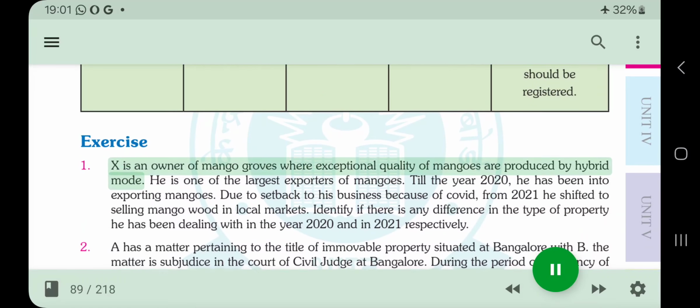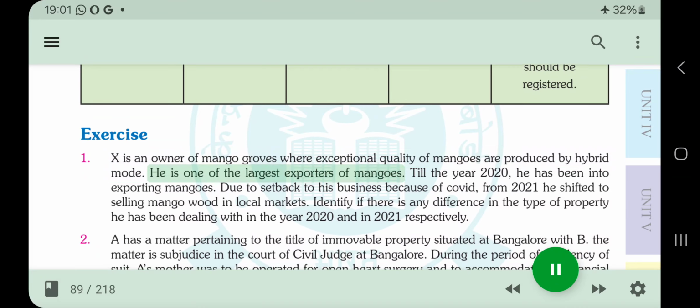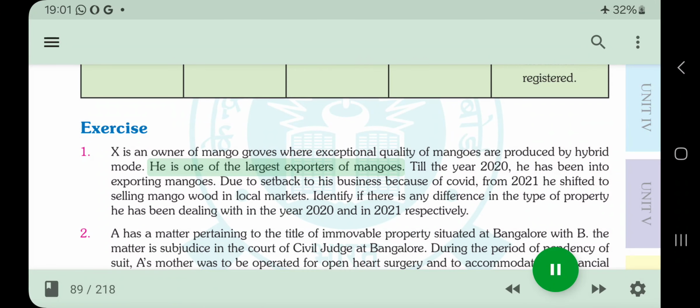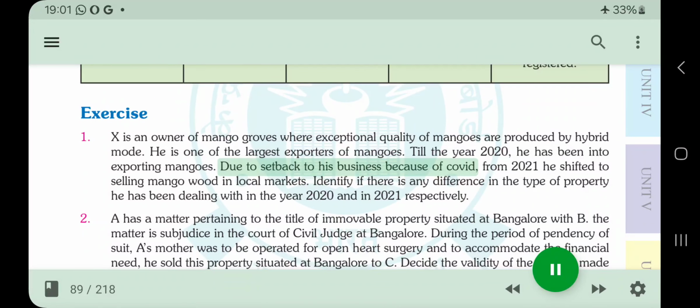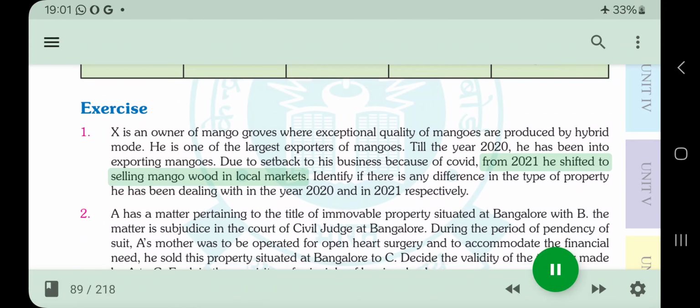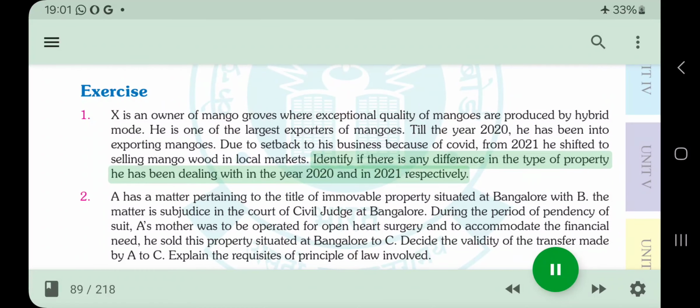Exercise 1. X is an owner of mango groves where exceptional quality of mangoes are produced by hybrid mode. He is one of the largest exporters of mangoes. Till the year 2020, he has been into exporting mangoes. Due to setback to his business because of COVID, from 2021 he shifted to selling mango wood in local markets. Identify if there is any difference in the type of property he has been dealing with in the year 2020 and in 2021 respectively.